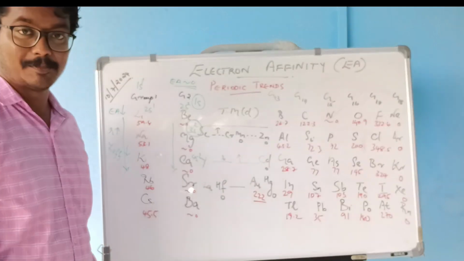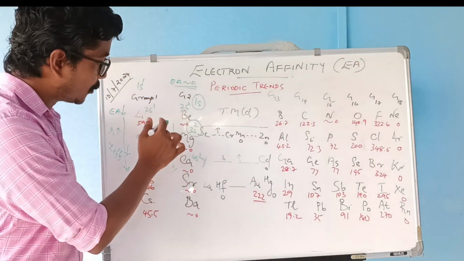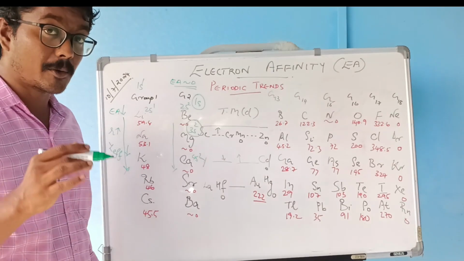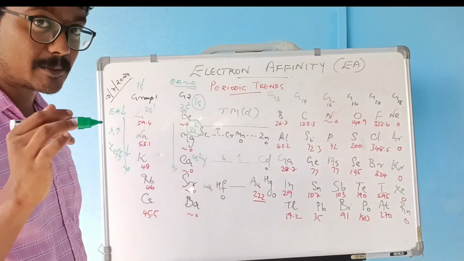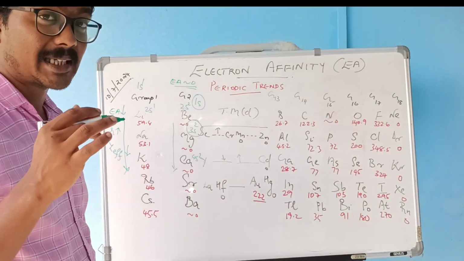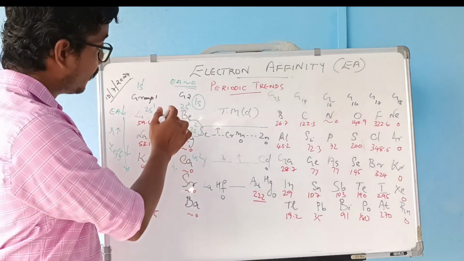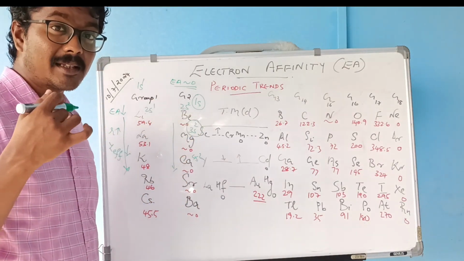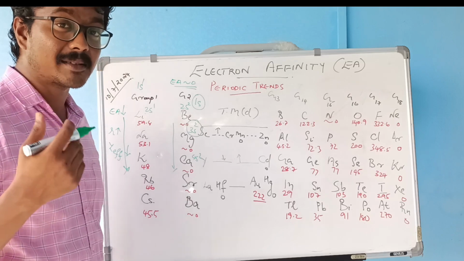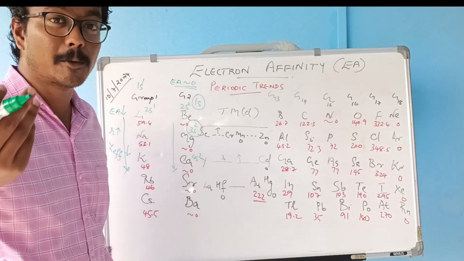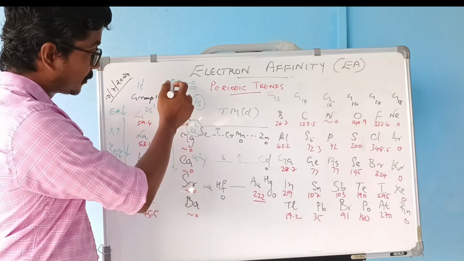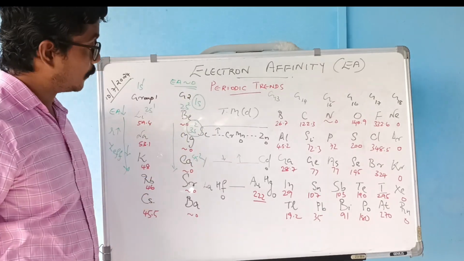This is the reason. You can expect such a question: why do group 2 elements show 0 electron affinity? This is because the valence shell is completely filled. Due to the s subshell being completely filled, the atoms don't have that much tendency to accept an electron. So the electron affinity of group 2 elements is 0.